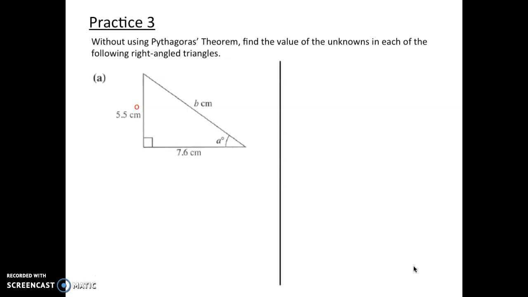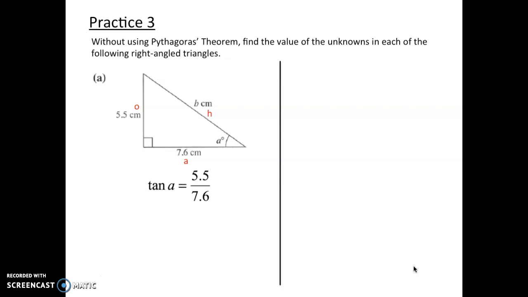So the opposite side should be opposite to the angle a degrees, which will be here. Next, this will be our adjacent side. And of course, our longest side will be the hypotenuse. So, we have our opposite and our adjacent side. We will think of toa in this case.